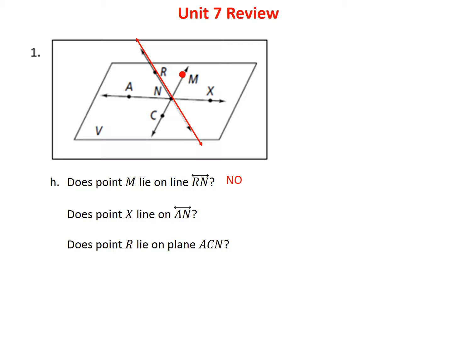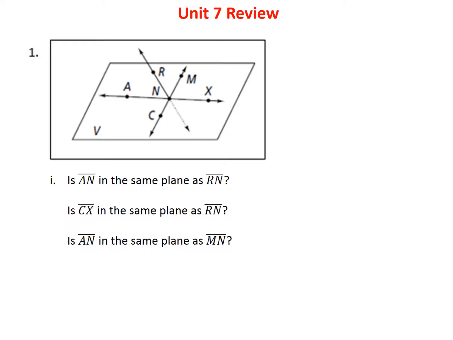Second one says, does point X lie on the line AN? Well, now when I draw line AN, notice AN does go through the point X, so the answer here would be yes, it does lie on that line. And finally, does point R lie on the plane ACN? Well, to look at the plane ACN, I'll draw a little triangle between them and look at the plane, and you'll notice that the line RN would touch that plane, but just the point R is not on that plane, so the answer again would be no.